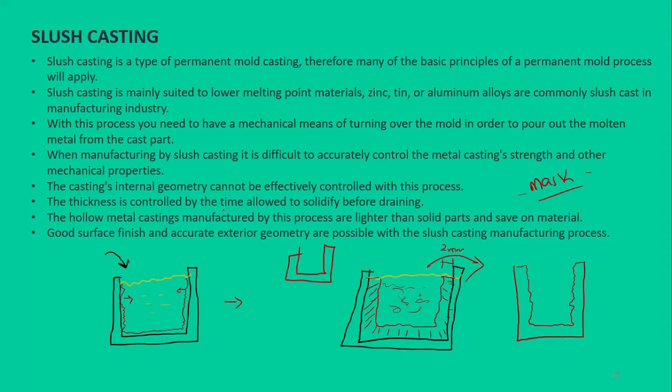So the hollow metal castings manufactured by this process are lighter than solid parts. Obviously it's hollow, it's lighter, and it saves material. Good surface finish and accurate exterior geometry are possible with the slush casting manufacturing process. So we do have a good surface finish at the outer surface and good dimensional accuracy, but we do not have good dimensional accuracy at the interior side. So this was slush casting.